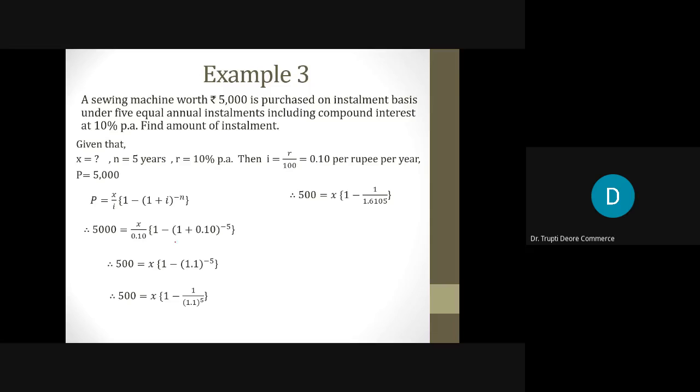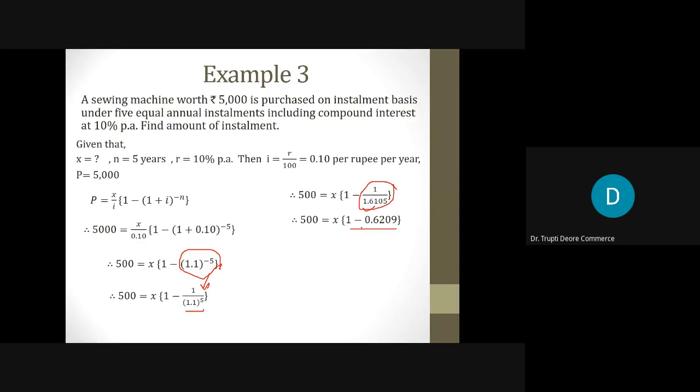You get this step? It's a minus 5, so you have to convert it as 1 upon 1.1 raised to 5. And we will find out the value of 1.1 raised to 5. This is 1.6105. The next step will be this value 1 upon 1.6105. So you will get this amount.